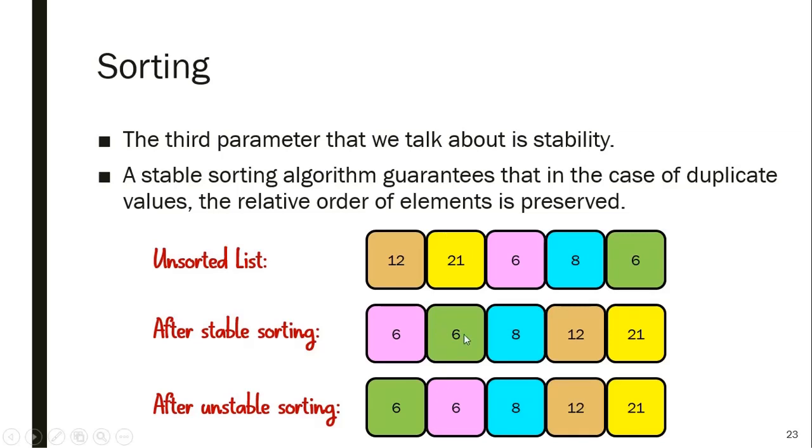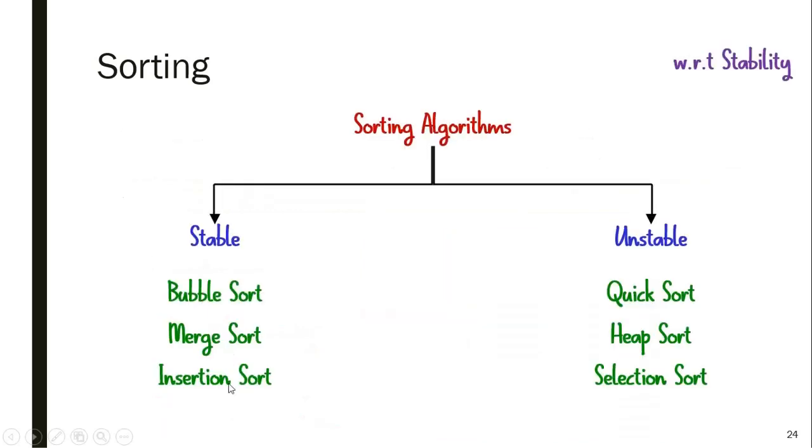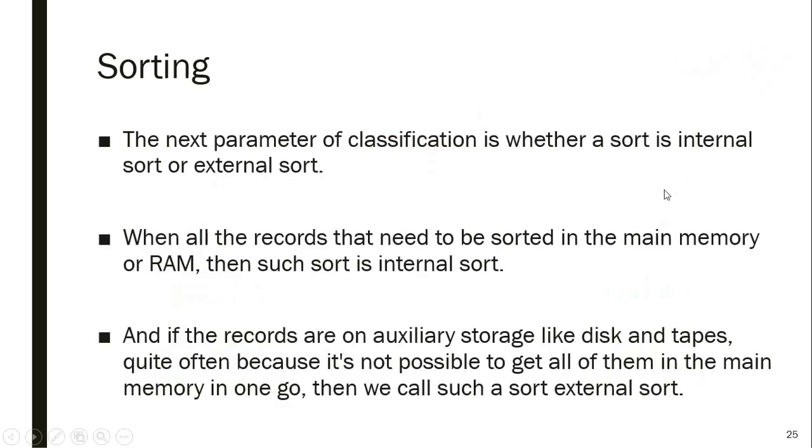So bubble sort, merge sort and insertion sort are stable, but quick sort, heap sort and selection sort are unstable sorting algorithms. So this is with respect to stability.